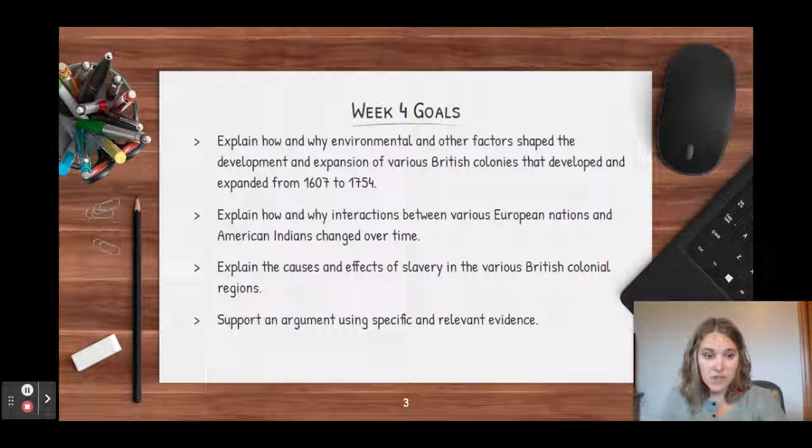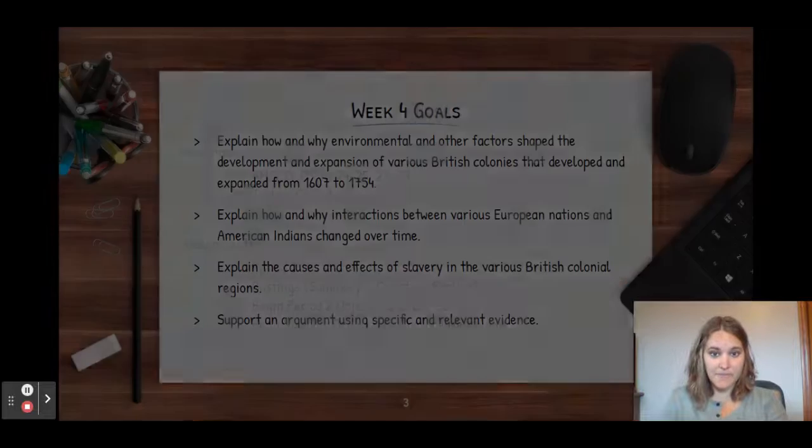So we're going to be hitting these 3 objectives for the next 4 weeks. And then additionally, this week, we are going to be really emphasizing supporting an argument using specific and relevant evidence. So we're probably going to go back and look at short answer questions again for the next couple weeks, but also we'll throw in some long essay questions like body paragraphs while we look at using evidence in our writing.